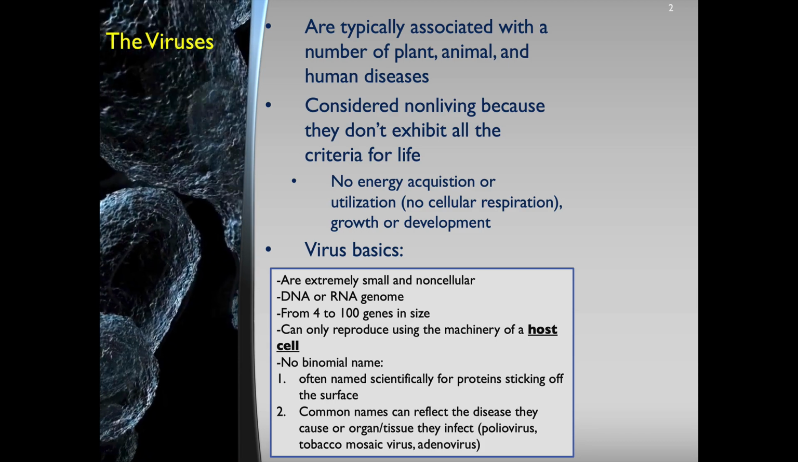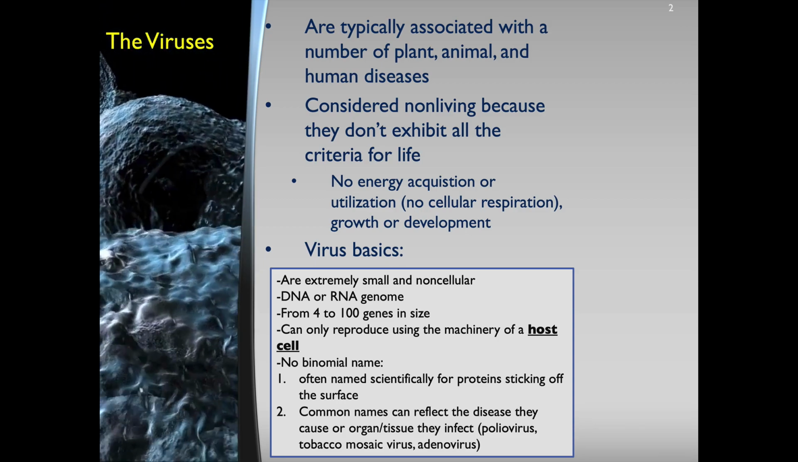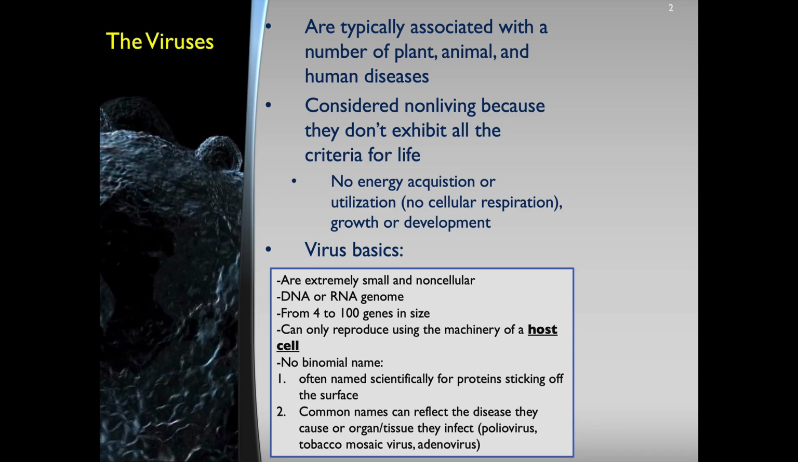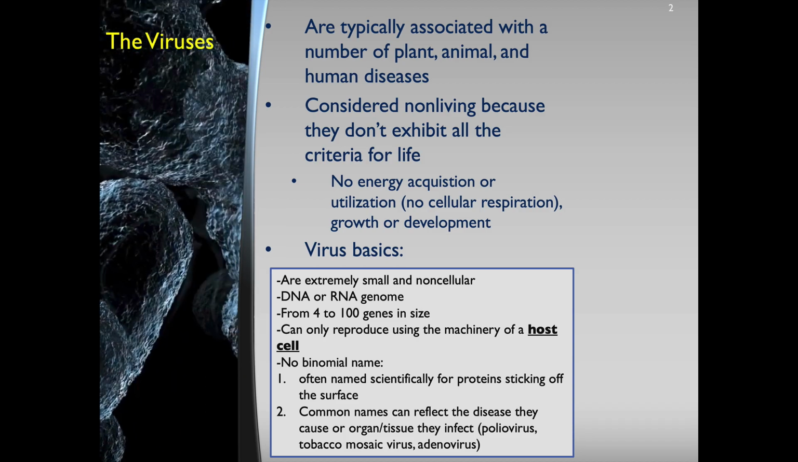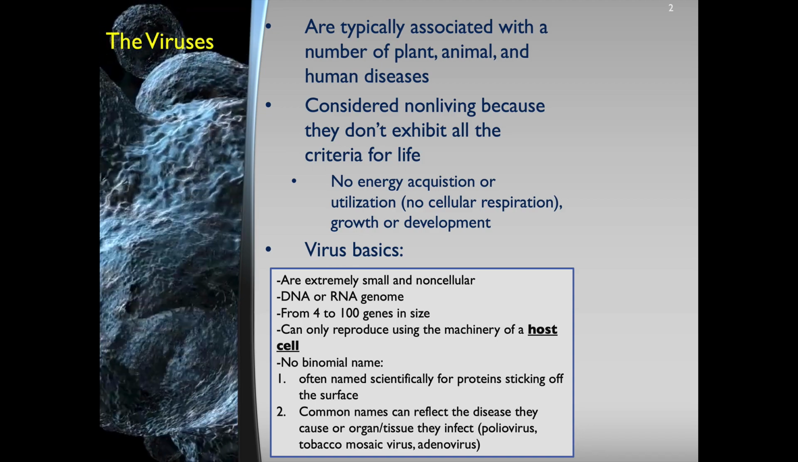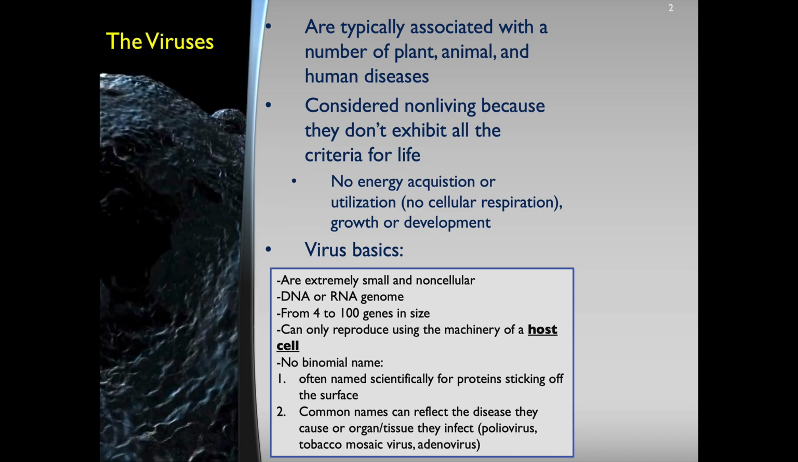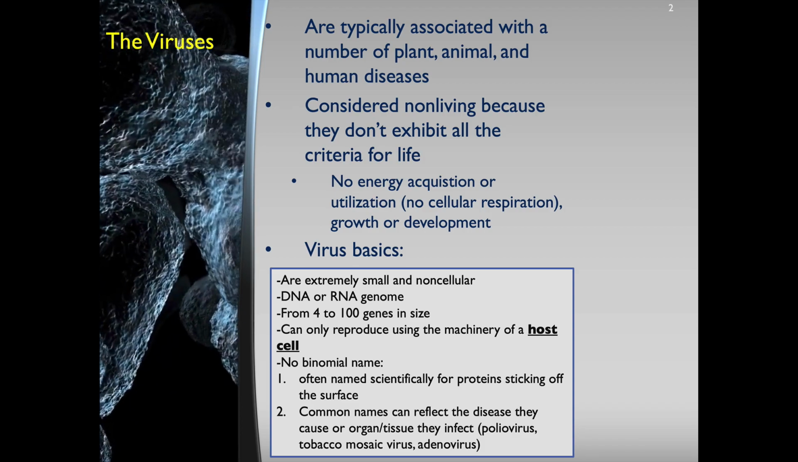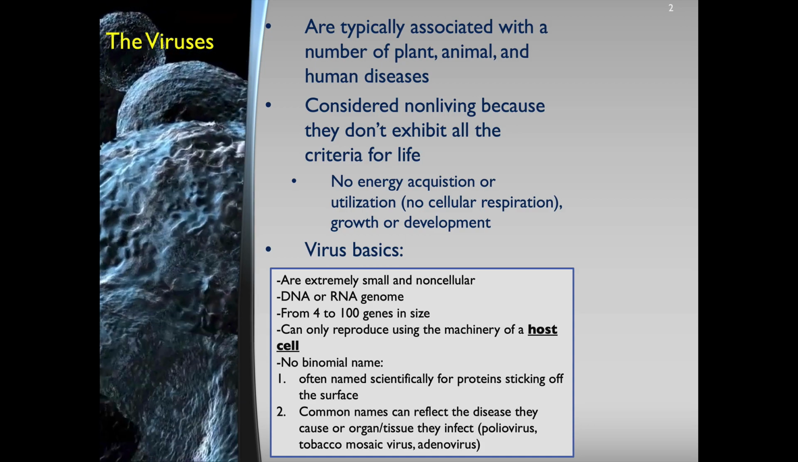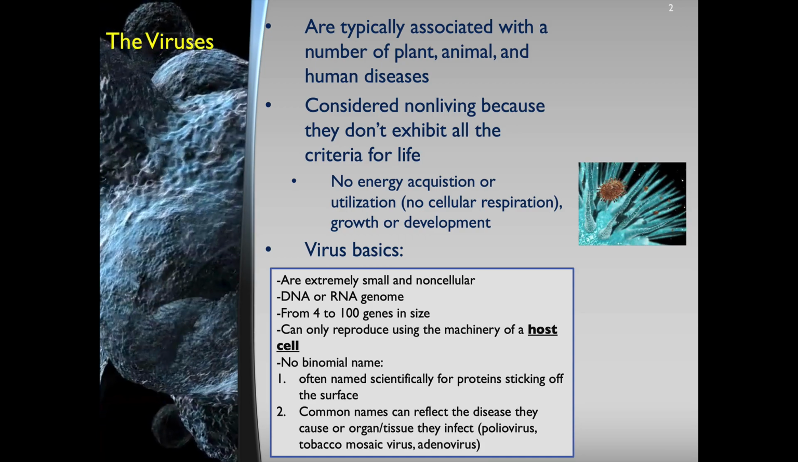They don't have a typical scientific name, there's no genus and species, but instead they're often named scientifically for proteins sticking off the surface. Or even their common names can reflect the disease they cause or the organ and tissue they infect. For example, poliovirus causes polio. Tobacco mosaic virus infects a tobacco plant and it causes a mosaic of spots all over the leaves as it damages them.